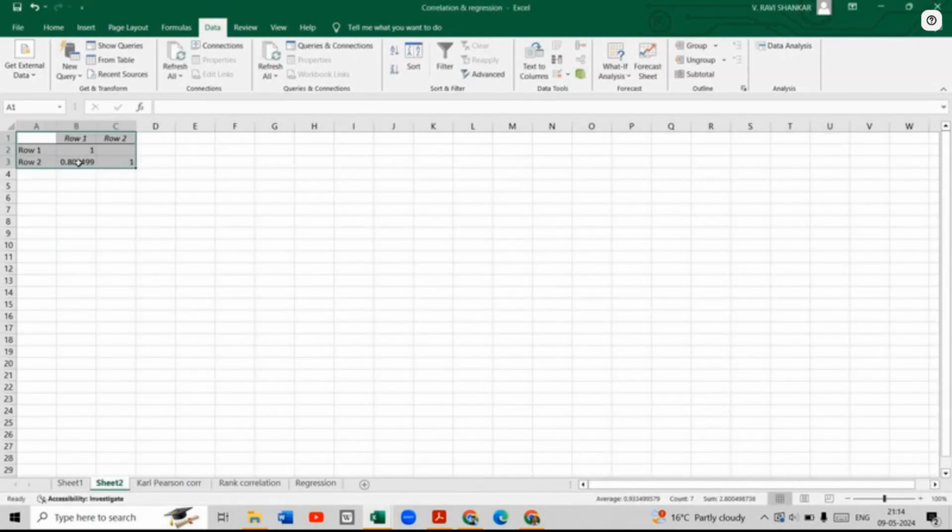So this is the correlation coefficient. It indicates the correlation for row 1 with row 1, row 2 with row 2, and the correlation between row 1 and row 2 is 0.80. Same thing which we got manually.